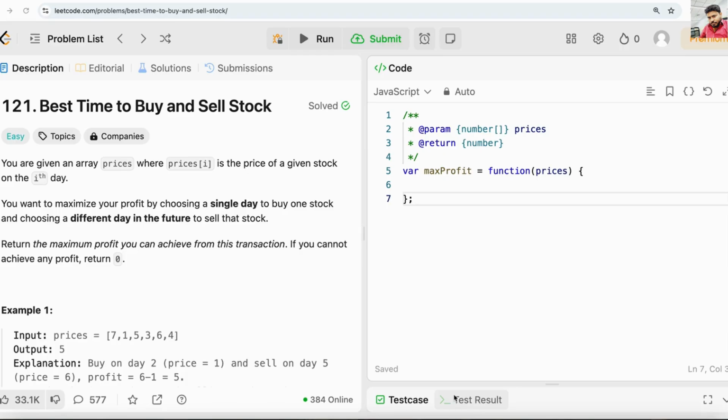Code Crack with Raghu. Today we are going to crack a LeetCode best time to buy and sell problem using JavaScript in a super efficient way.